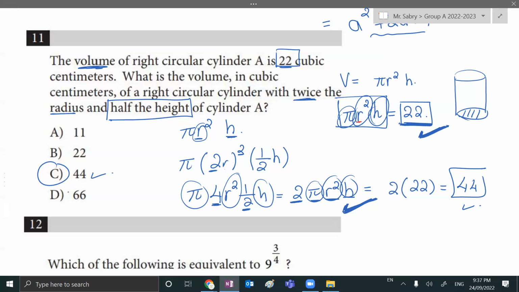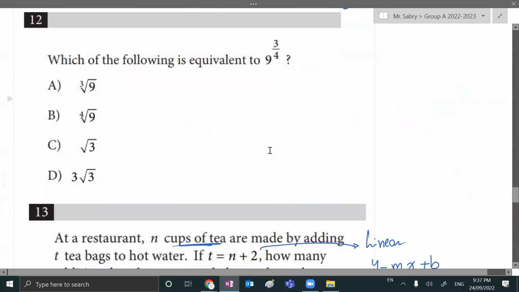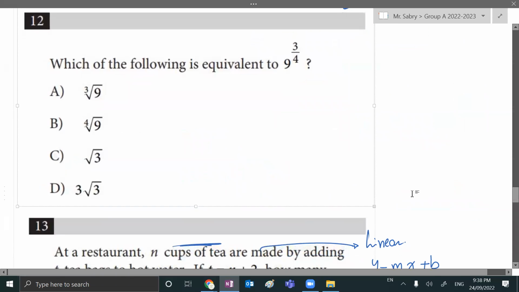Okay. But 12 is a very important one. Okay, I've already explained to you the topic of the changes of the powers.